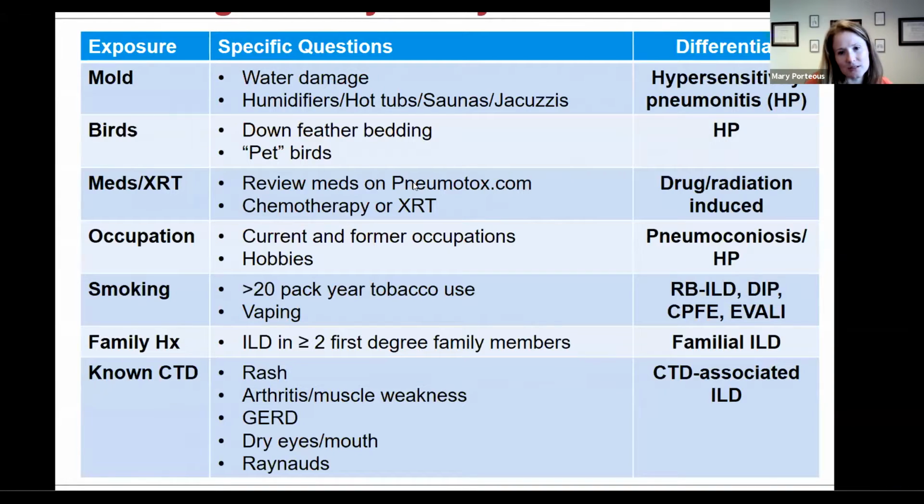Ask about medications and radiation treatment. I literally use pneumotox.com when I do pulmonary consults, really looking for any drug, and it's actually maintained by someone in France, to see if there's any drug toxicity associated with drugs that they've been on. That may lend you to more of a drug or radiation-induced interstitial lung disease. Ask about current and former occupations and hobbies. There are classic exposures: glass cutting, woodworking, sandblasting, mining, and you really have to get into the nitty-gritty of what they're doing.